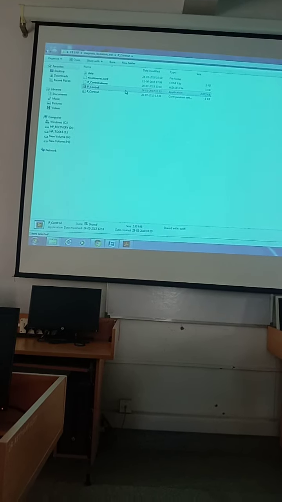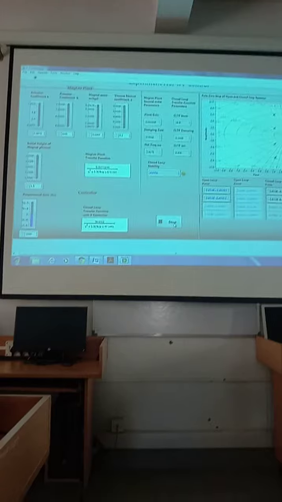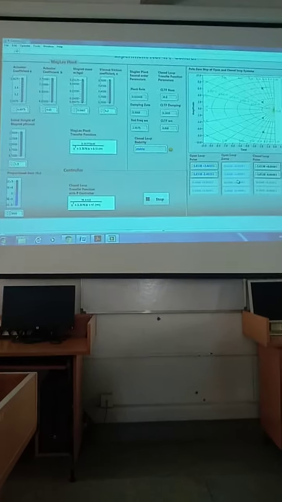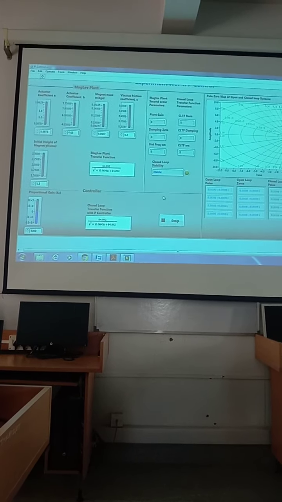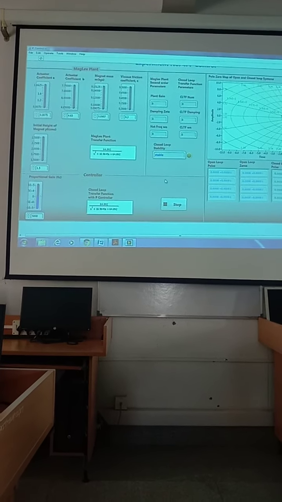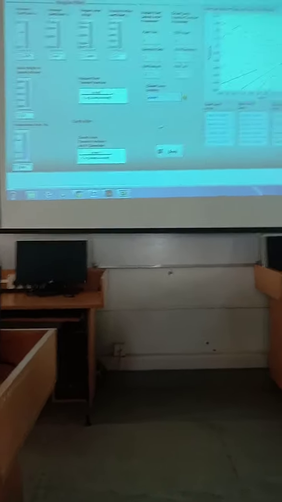P control application and running the application. Okay. So again, first we'll stop. We'll go to the edit, reinitialize to default values. Okay.